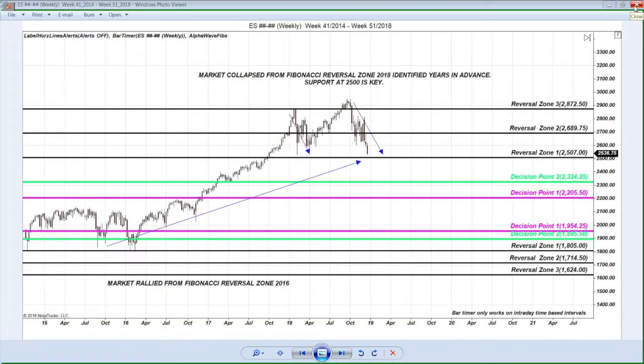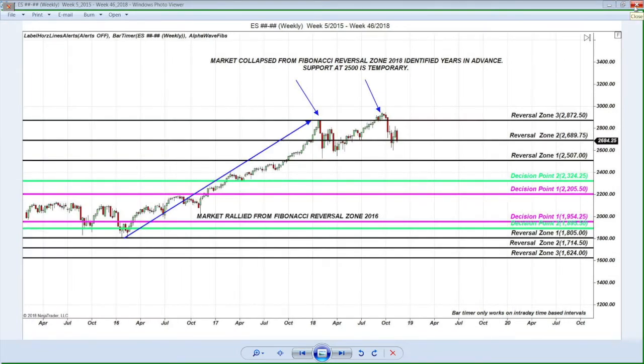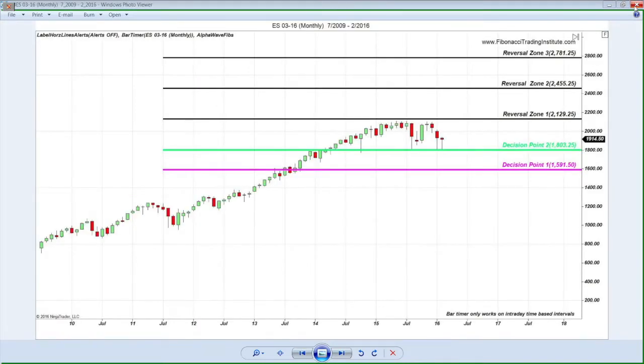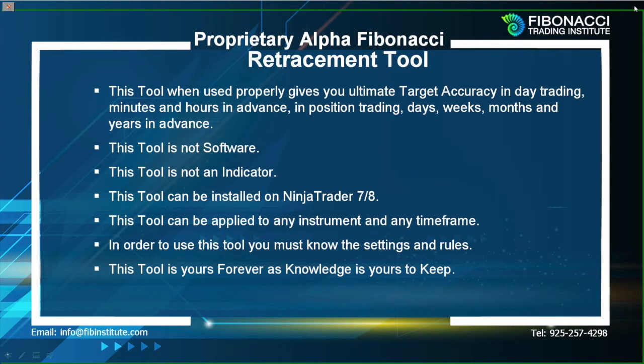Nothing will ever come close. Fibonacci is the only natural predictive tool in the markets. This tool is not a software. This tool is not an indicator. This tool can be applied to any instrument you choose to trade. In order to use this tool, you must know settings and rules, some of which we will discuss next. This tool is present on any chart you choose to trade.